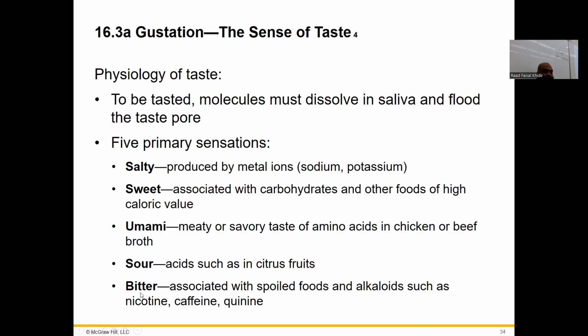Sour food is acidic, and bitter is basic. So you have to know that one. You have to know that your body is able to tell if the food is sour because it is acidic, and if the food is bitter, that means it's basic. And we have a very low threshold for bitter food compared to sour. What does that mean? That means we are excellent at detecting bitter food, way more than our ability to detect sour food.